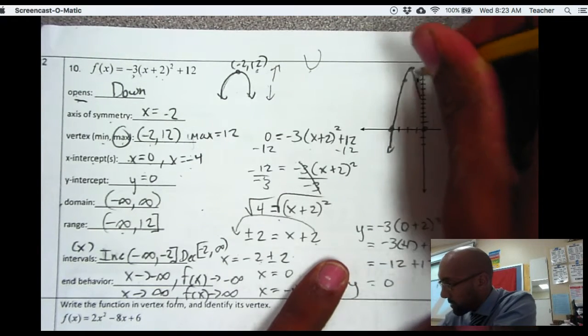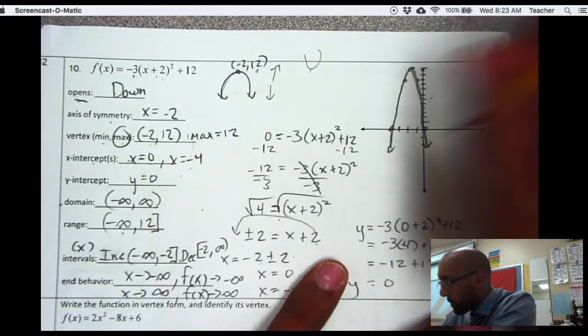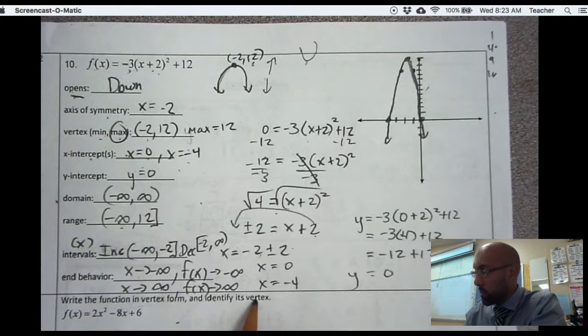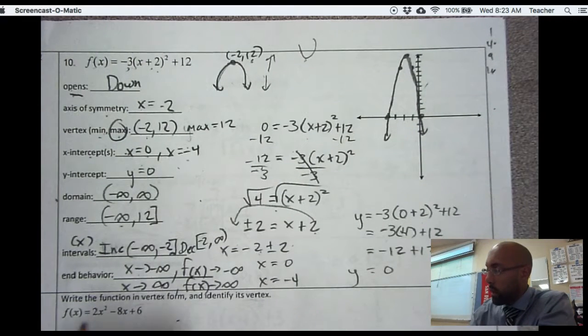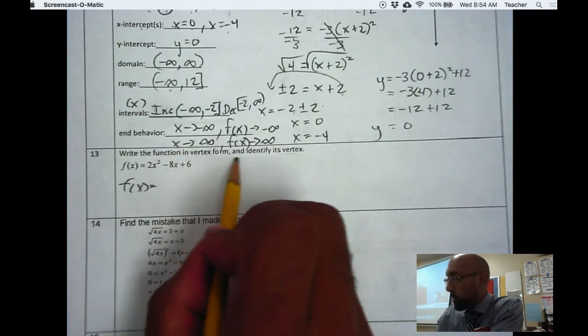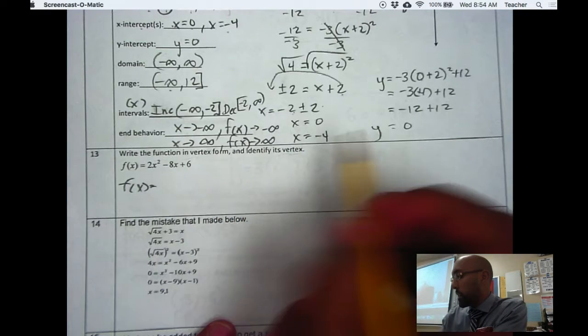And it's a graph that goes down. So we actually already have a few points to work with. Okay, so now write the function in vertex form and identify its vertex. Okay, so what we want to do here, I'm actually going to stop and I'll just demonstrate this in class. So now we need to write the function in vertex form and identify its vertex.